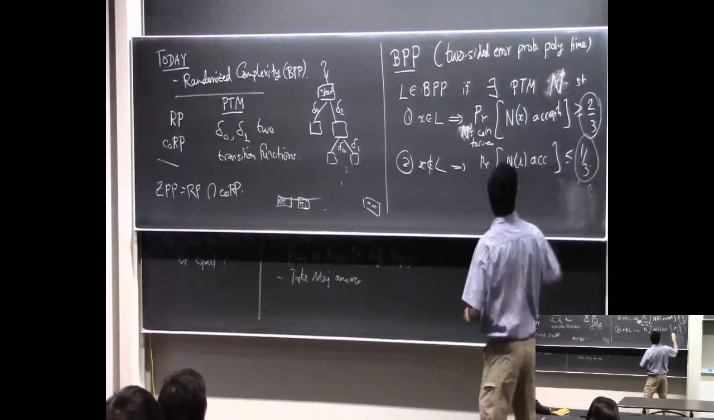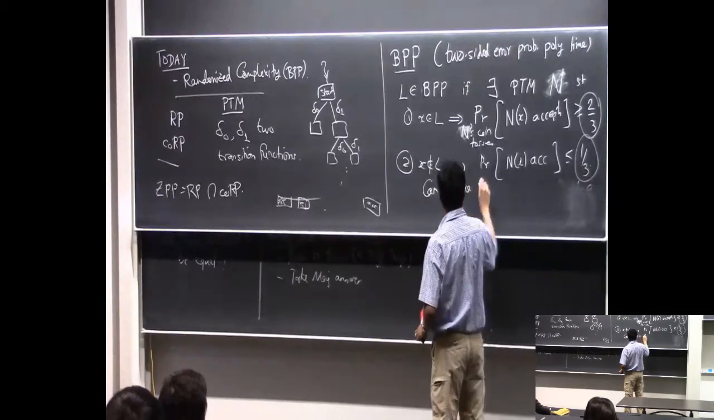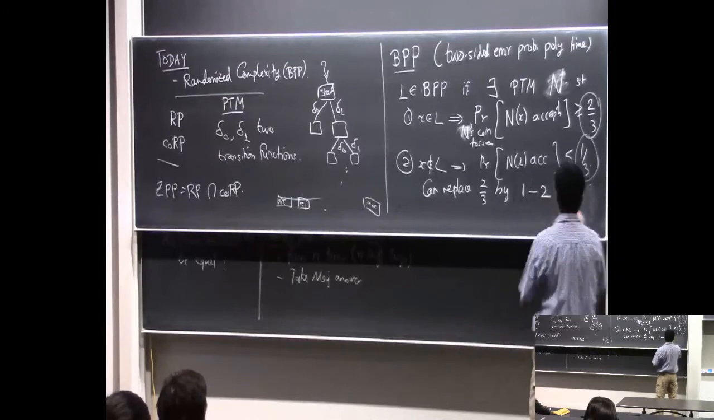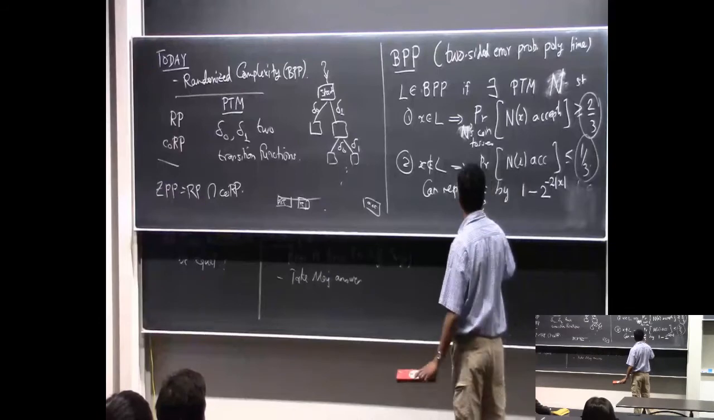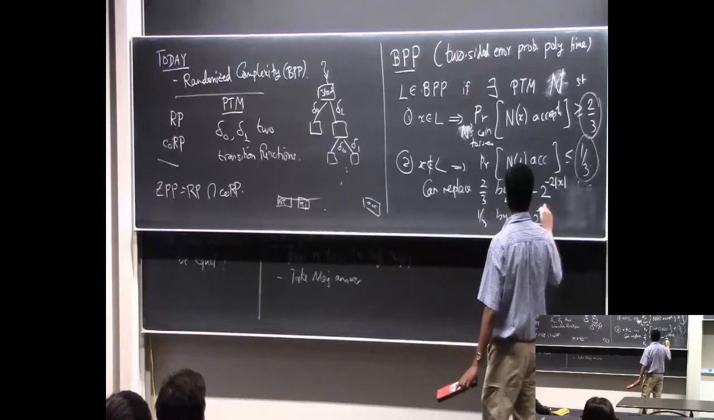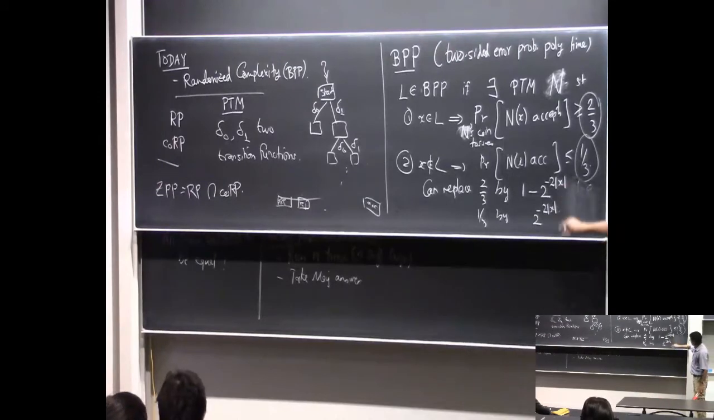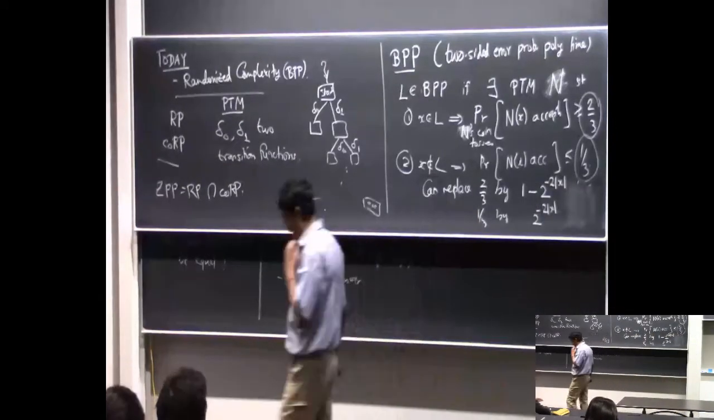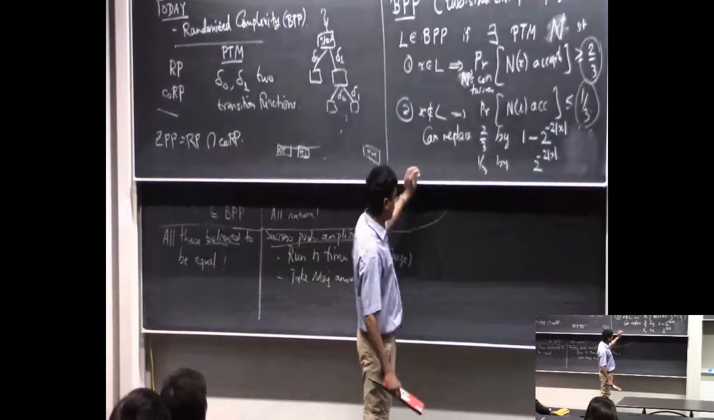So let me make some changes. We can replace 2/3 by 1 minus 2 to the minus 2x, something really, really close to 1, and 1/3. Don't be too worried about the 2 and stuff. It's just something which is exponentially small: if x has n bits, the failure probability is exponentially small in n. It's like 2 to the minus n, 2 to the minus 10n, something like that.